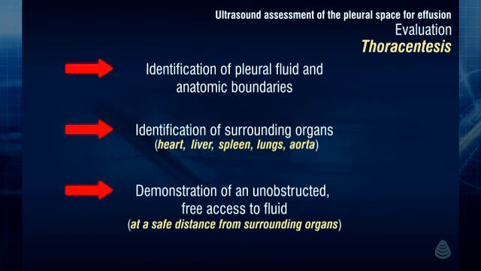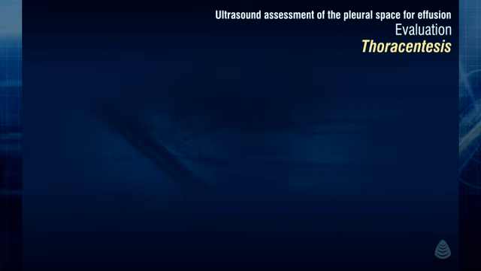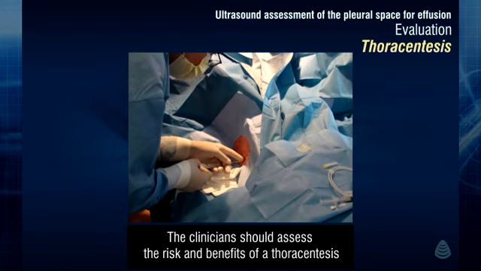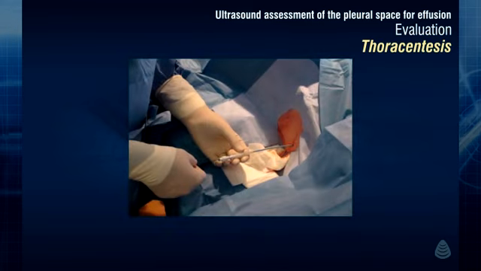These simple and well-defined skills have been thoroughly reviewed in previous sections of this course. Through strict adherence to these criteria, inadvertent organ puncture and the so-called dry tap should be virtually eliminated. For a particular patient, the clinician should assess the risks and benefits of a thoracentesis. Once the feasibility is assured, thoracentesis may be performed for diagnostic or therapeutic reasons.